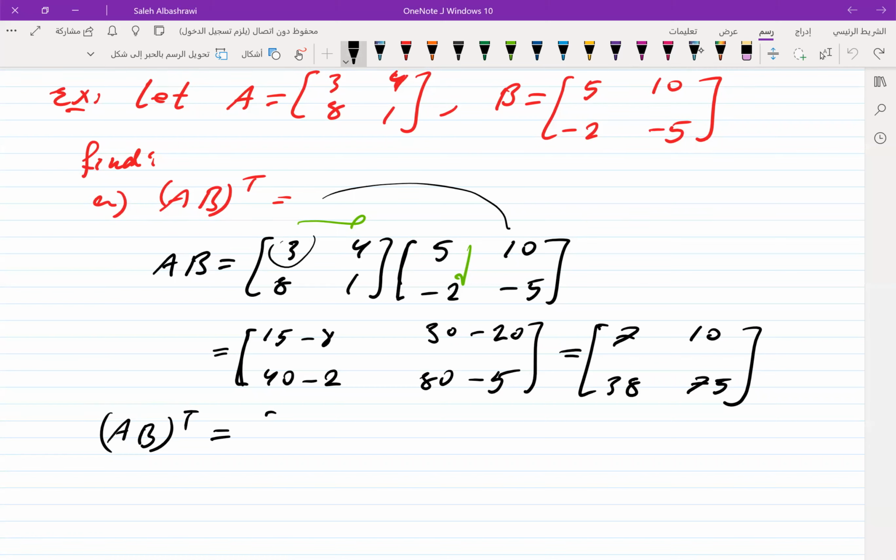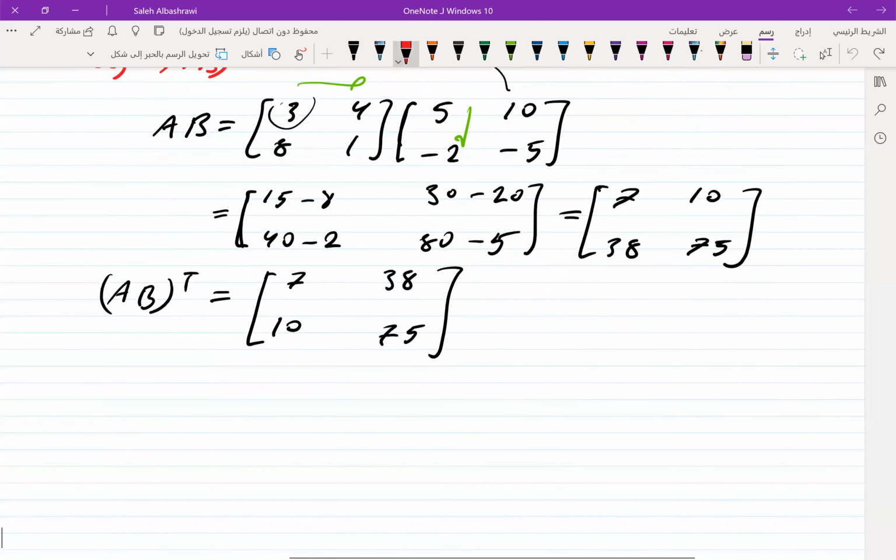So A B transpose equals, now convert the rows into columns, 7, 10, 38, and 75. This is A B transpose, or the transpose of the multiplication. Let's find the second one. I need to find B transpose A transpose.